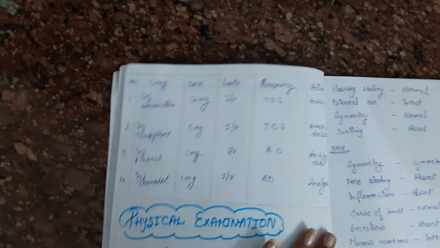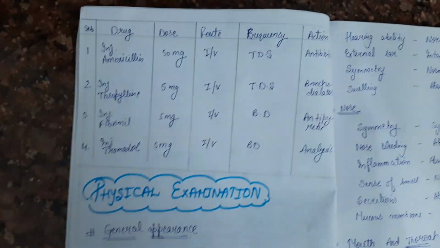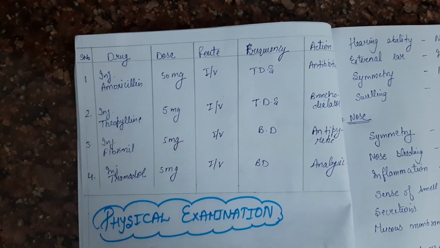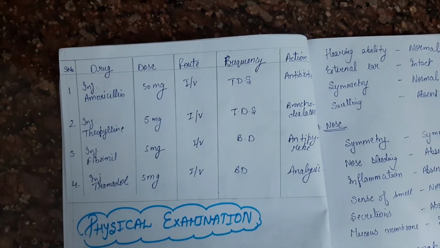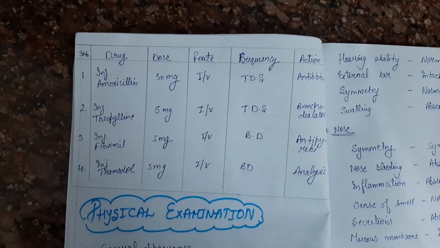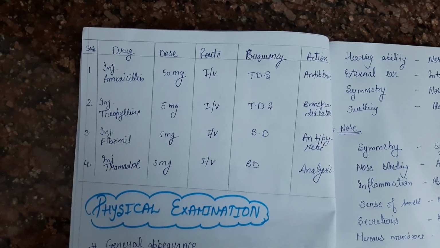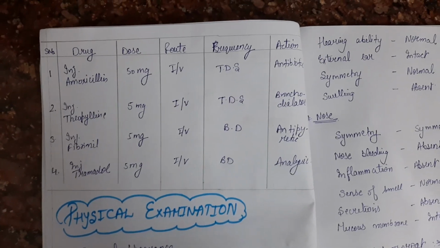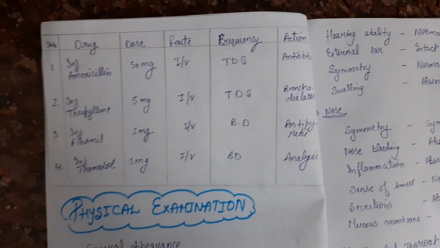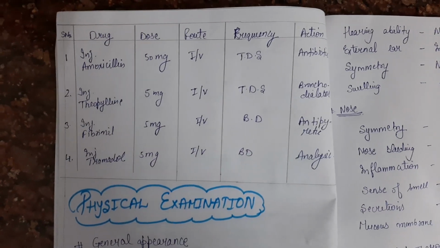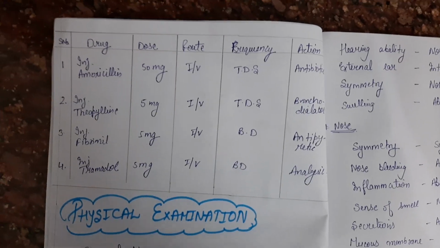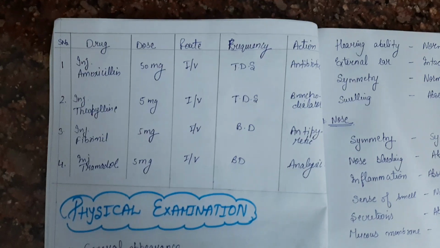So we have to maintain the record of the medicines, which medicine is given to the patient. For example, here we are giving amoxicillin to the patient. The dose is 50 milligrams of amoxicillin IV, through the intravenous route, and the frequency is TDS. TDS means 3 times a day, BD means 2 times a day. So we are giving amoxicillin 3 times a day, 50 milligrams intravenously. What is the action of amoxicillin? It's an antibiotic, meaning antibacterial.